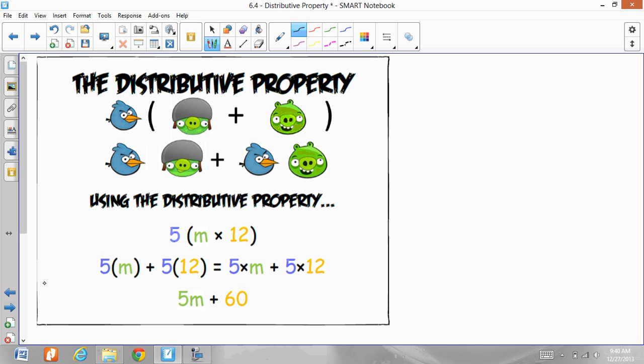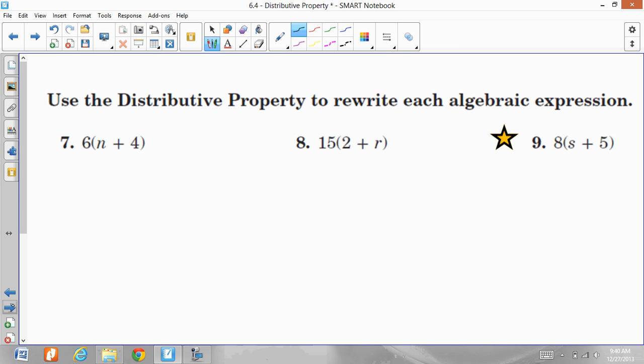And the same thing using the Angry Birds. If you understand that, you can write this down and make sure that you're copying this down in your notebook as well. So they are asking you to use the distributive property to rewrite each algebraic expression. Question number 9 is the focus.